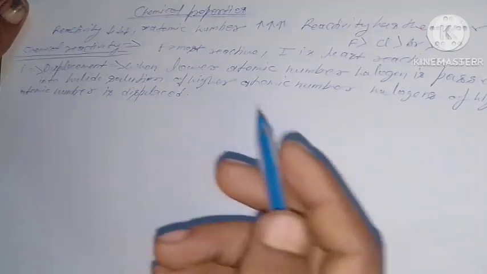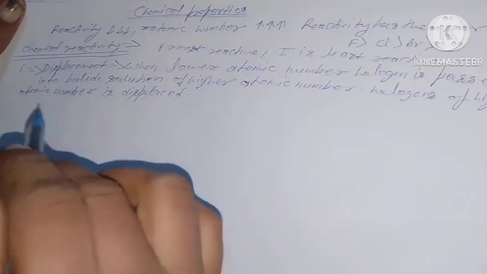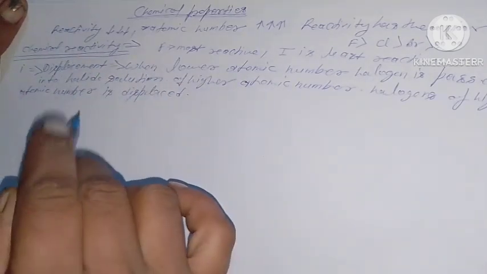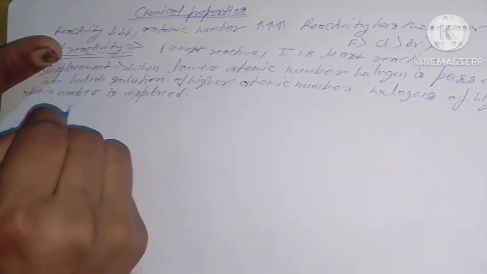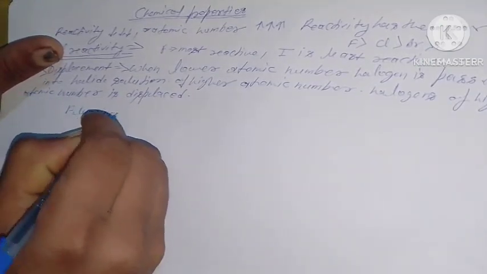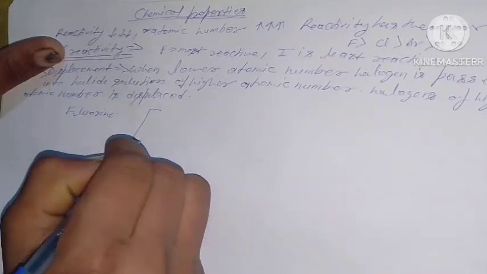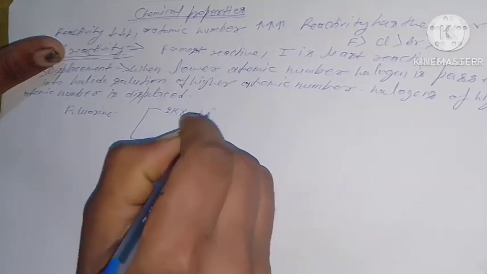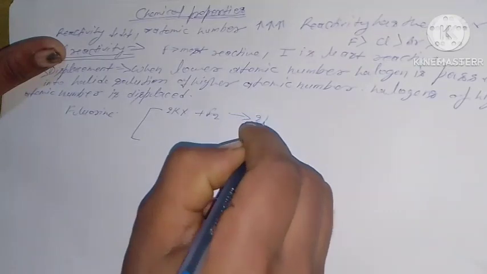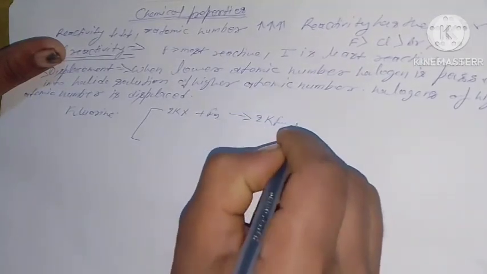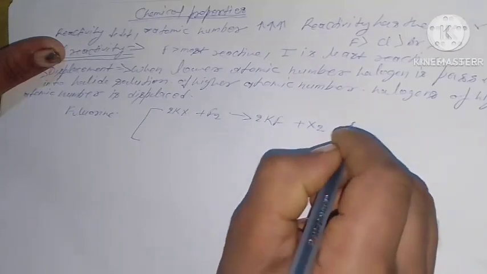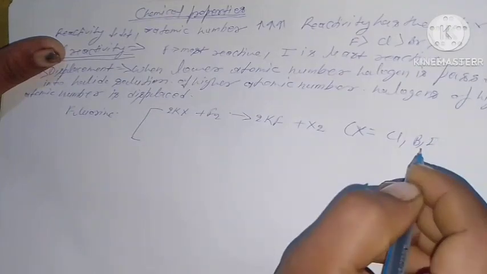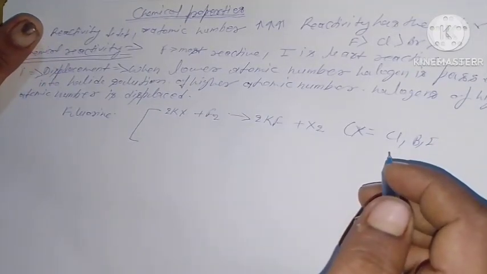Fluorine displaces all other halogens from their salts. Chlorine displaces bromine and iodine, while bromine can only replace iodine. As an example, fluorine displaces all halogens: 2KX plus F2 gives 2KF plus X2, where X equals chlorine, bromine, iodine.